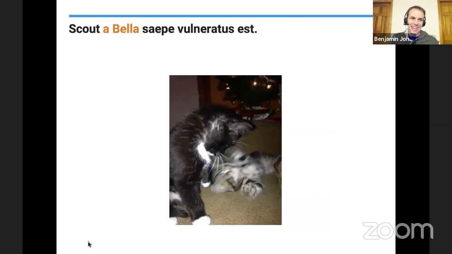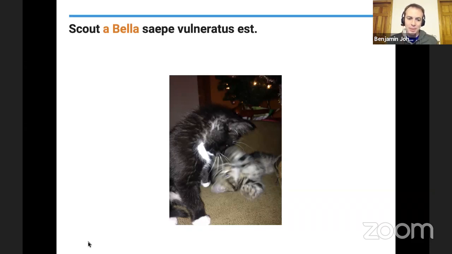So, okay, here we go. Scout, that's the little guy on the floor. This is a kitten picture. So, bella, saepe vulneratus est. Okay, so think about that. Bella, what's going on here? Okay, so Scout, right? Vulneratus est. You might notice that's a perfect passive verb. And saepe makes it often has been wounded by Bella. So Bella here, because she's acting as an agent, she's delivering the wounding. This is an ablative of agent.